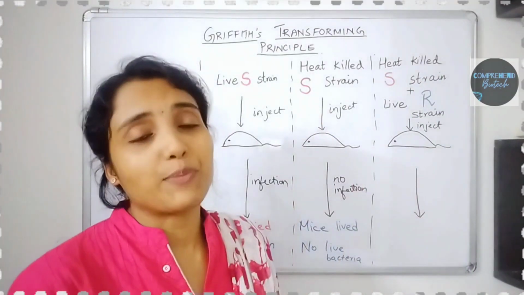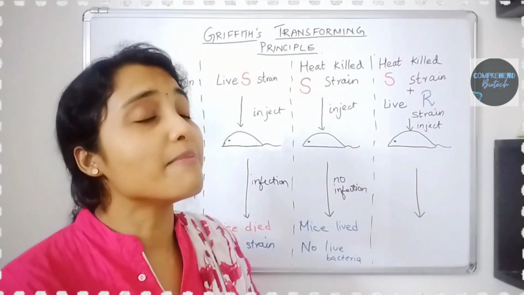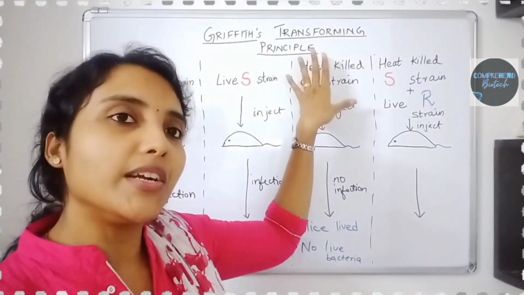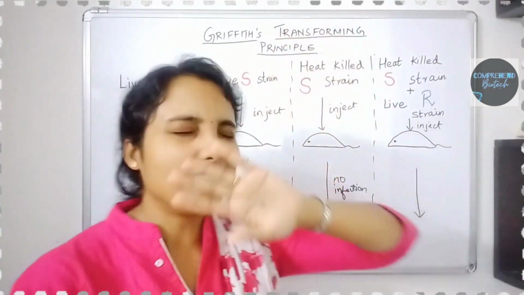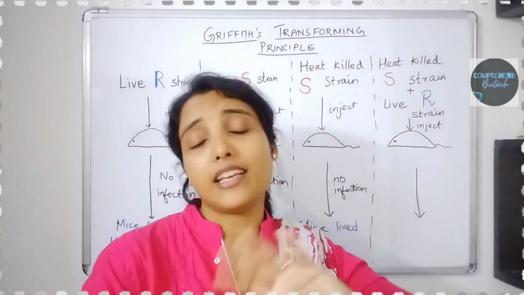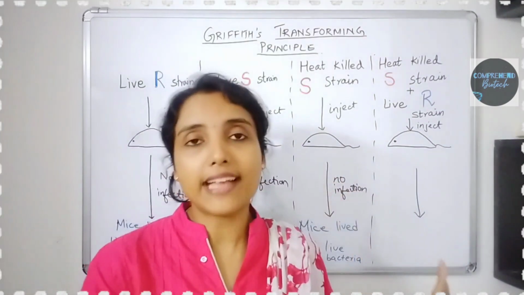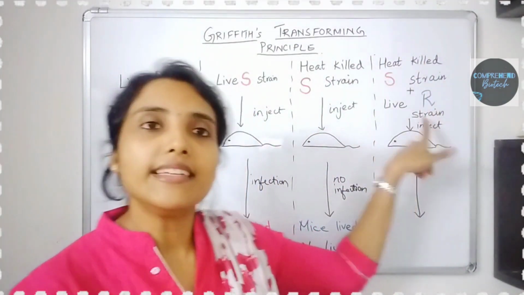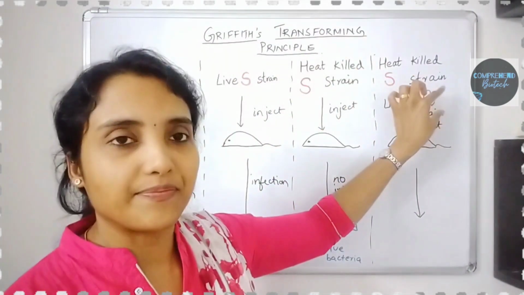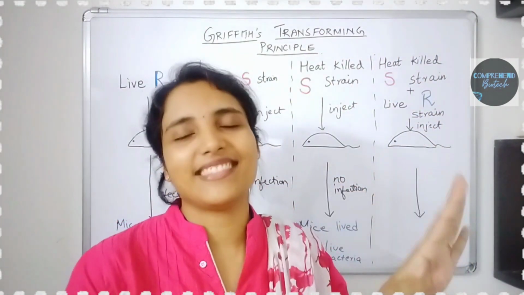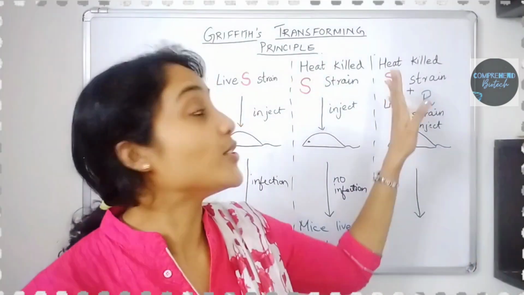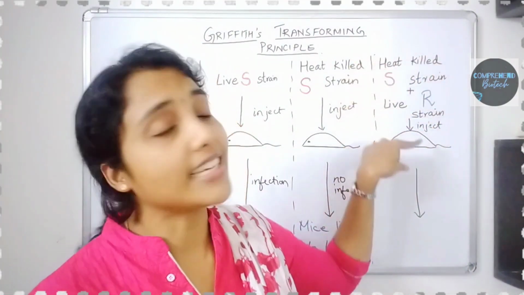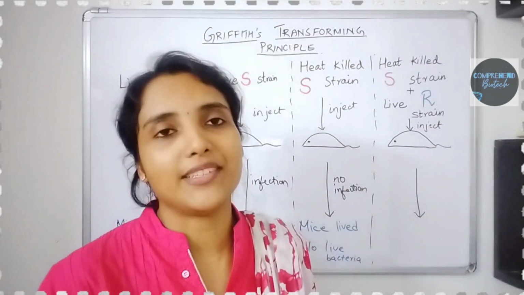Now in the fourth set of experiment, what did he do? Being very adventurous with his experiments, he took this heat killed S strain. Okay, the S strain is killed. It should not cause any kind of infection. The mice should remain healthy. So he took this heat killed S strain, then he combined it with live R strain. Okay, R strain is harmless. It does not cause any kind of infection. So he mixed them together and then injected it into a healthy mice.